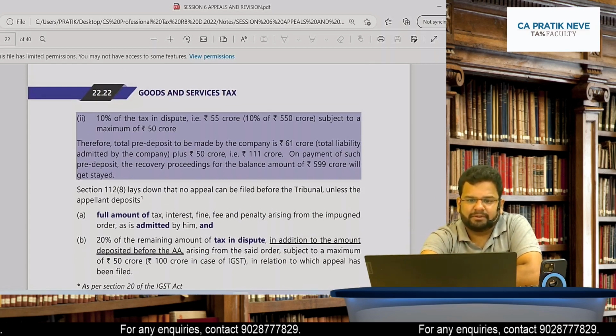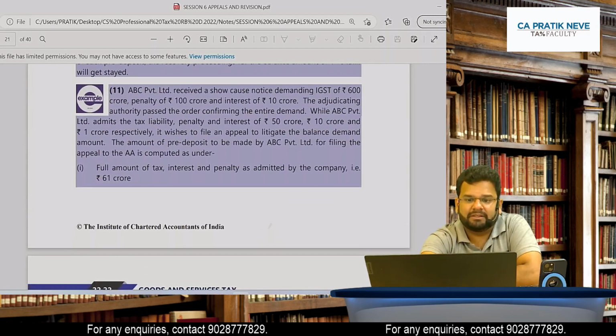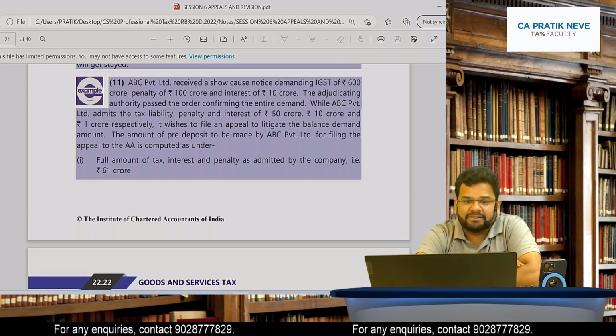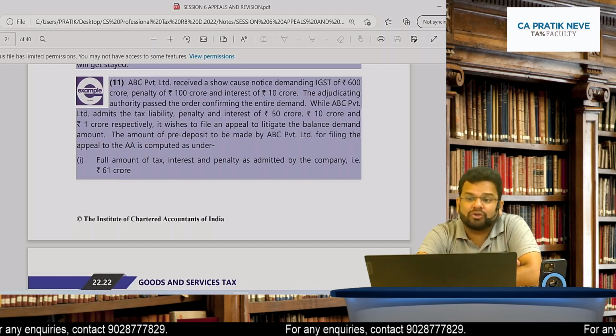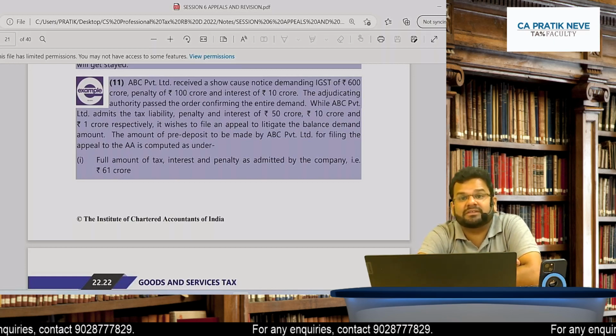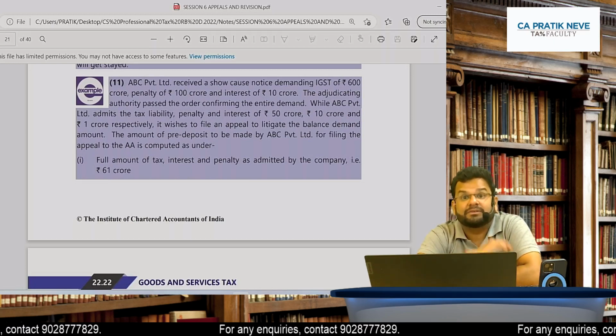See this example, the 11th example. ABC Private Limited received a show cause notice demanding IGST of 600 crores.